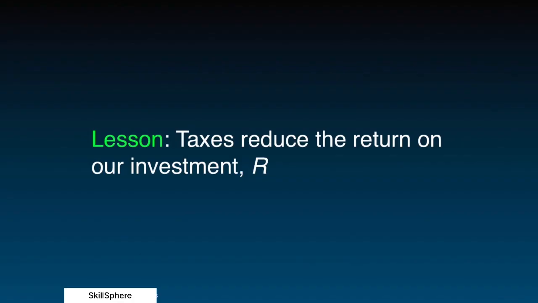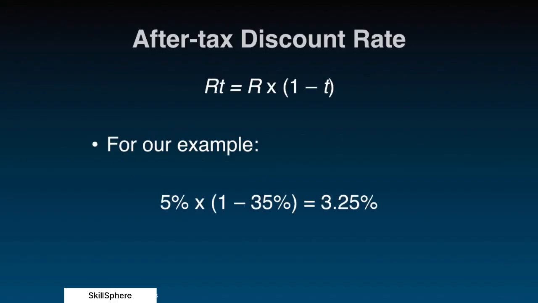Right. So the lesson here is that taxes reduce the return on our investment, the dollar return on our investment. And one way to account for that is an after-tax discount rate. I'll call it RT. And that equals our usual discount rate times 1 minus the tax rate. Okay. So for our example, the discount rate R was 5%, and the tax rate T was 35%, for an after-tax discount rate of 3.25%.